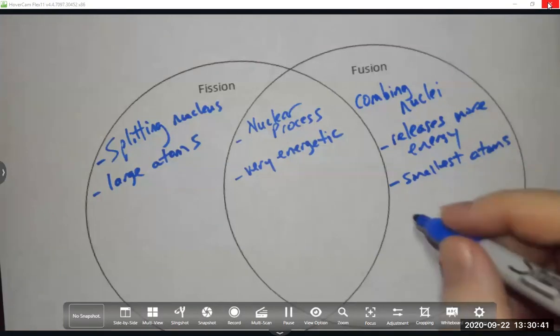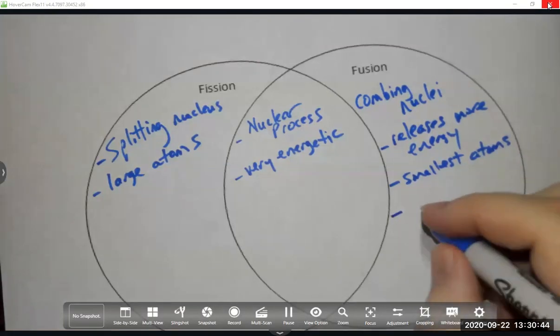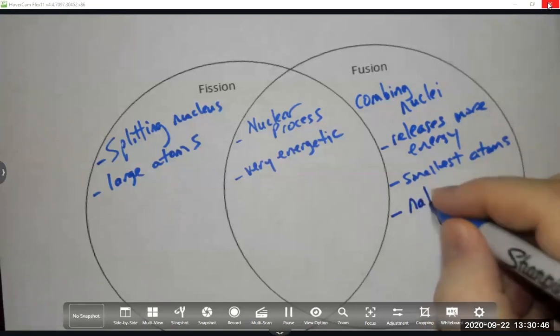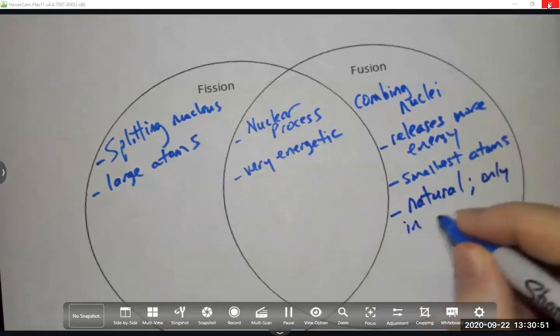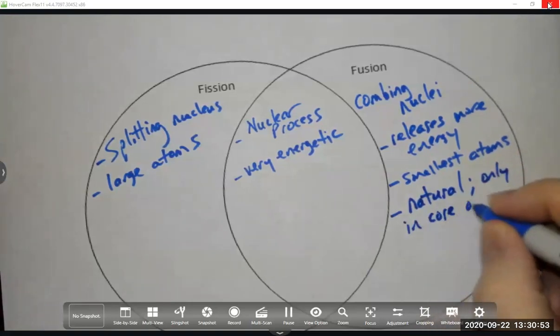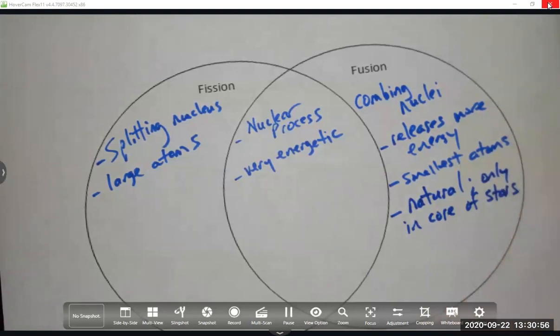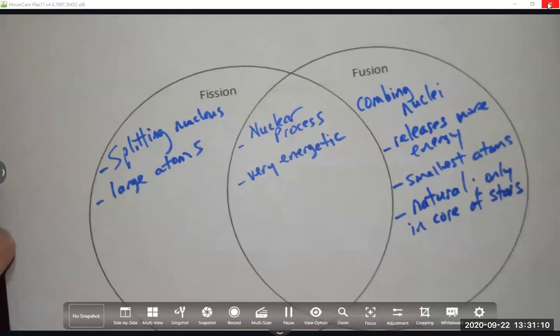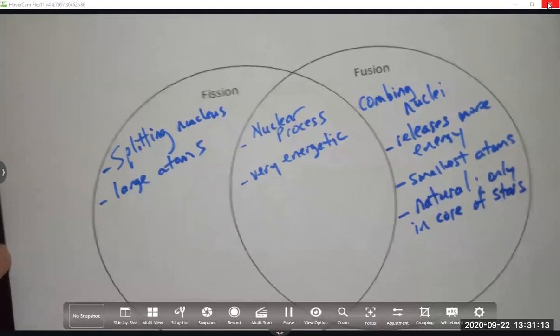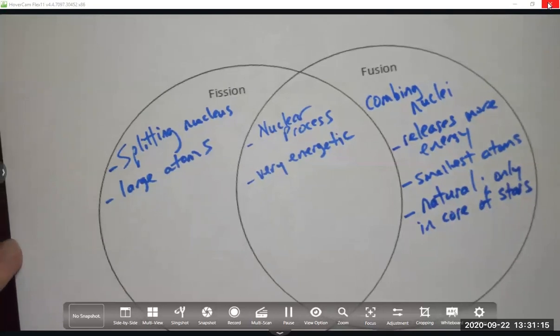So let's actually put that. Fusion is natural. It does occur in nature, but only in the core of stars, such as the sun. This is the process, this is the fuel that makes the sun burn. It's not really a chemical, it's not burning, the sun's not burning. It is merely a nuclear reaction and will generate a lot of heat. It's more of a physical process up there than it is a chemical process.